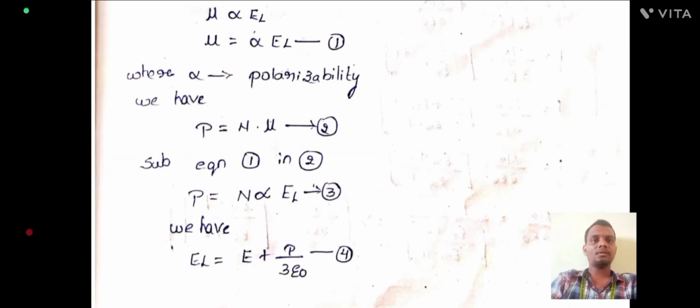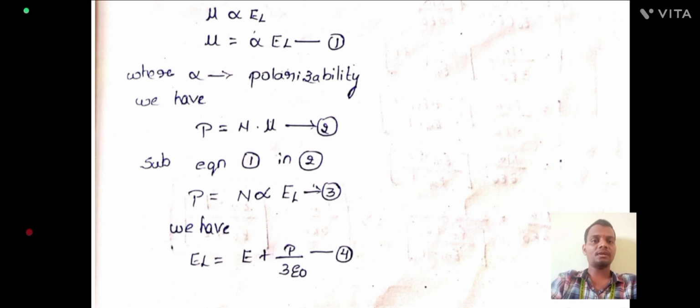Mu is proportional to EL, where mu is equal to alpha EL. That is equation 1, where alpha is the polarizability. We have P is equal to N into mu, equation 2. Substitute equation 1 in equation 2, where P is equal to N alpha EL.